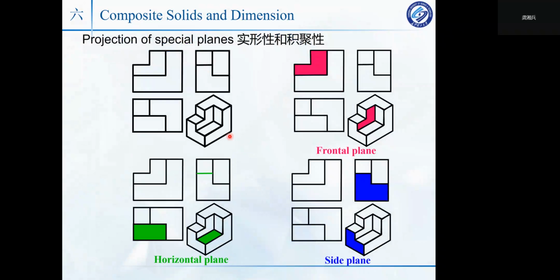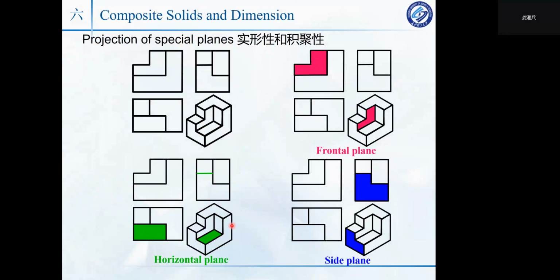For the projection of the spatial plane, we know the exact plane and also know the accumulation. Here, for the horizontal plane, we can find it in the three-dimensional solid projection. This is a composite solid. In the horizontal plane is the green one. In H there is a line here, and here we also have a line. On V there is a line here.